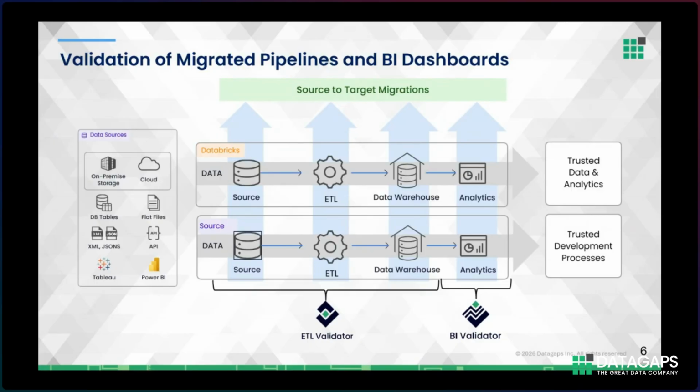So to ensure accuracy across this migration, Datagaps provides essential tools, and we will walk through those tools and what role each of those tools that I've highlighted here, ETL Validator and BI Validator, play. So the end result of such a use case is not just trusted data and analytics, but also a trusted development process, giving business users and the developers confidence that their insights are based on accurate, validated, and migrated data.